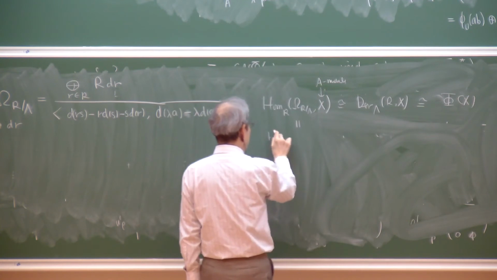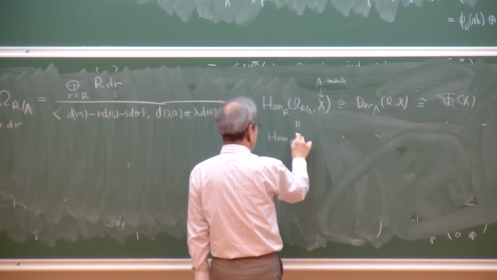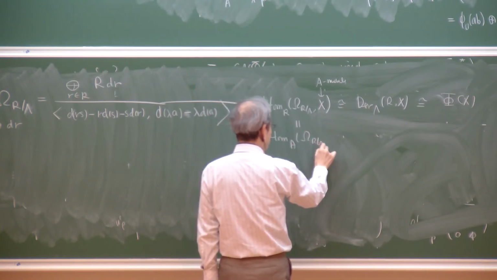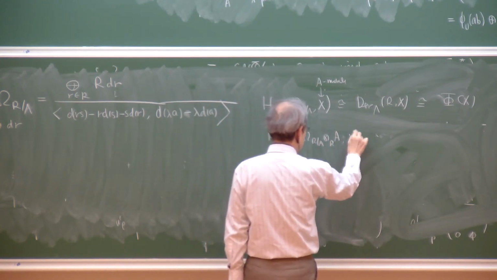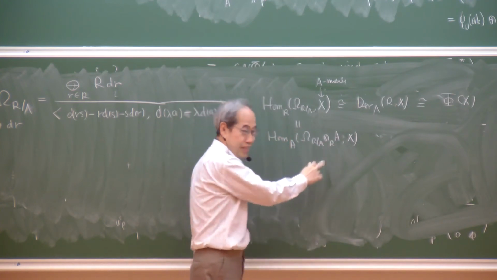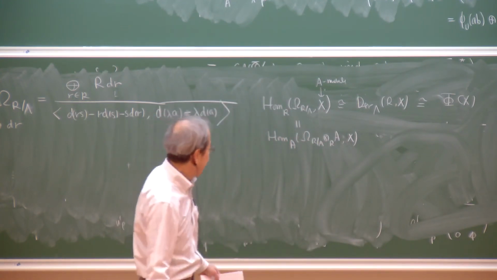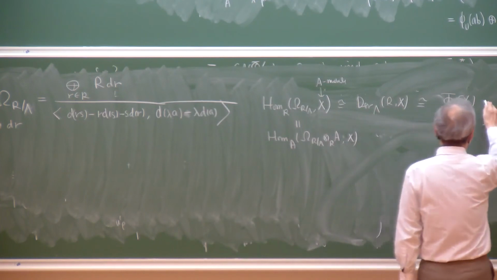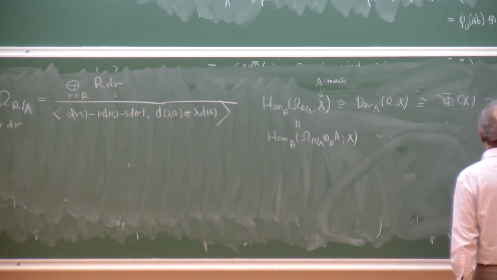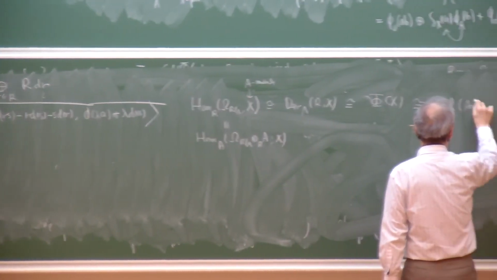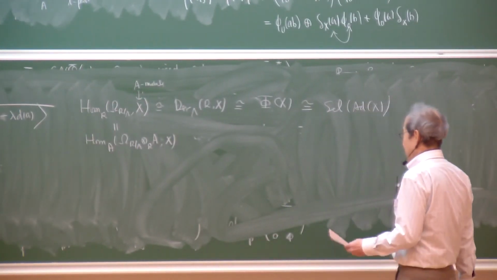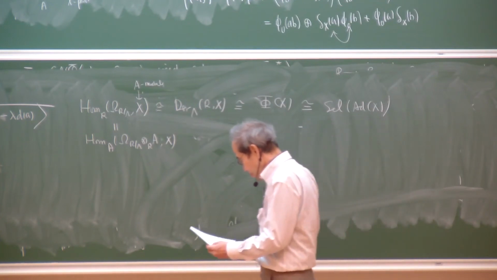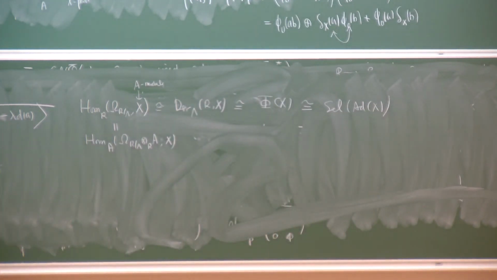So you can replace this by Omega_{R/A} tensor_R A to X, just insisting on a module because you're cutting at A. On the other hand, this is isomorphic to Selmer of add x. All right. As long as x is finite.